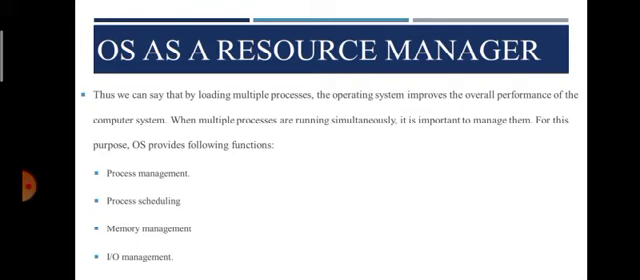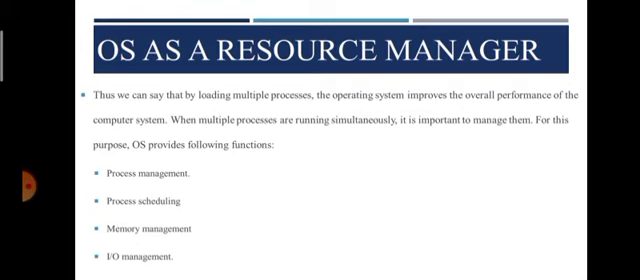This means that when the CPU is working on a job, for example the first job, and if the CPU is seen idle, then immediately the operating system will load another job to the CPU. By doing this, the computer's efficiency is increased. That means the performance will be increased, and once the performance is increased, the computer will work well. So when multiple processes are running simultaneously, it is important to manage them.